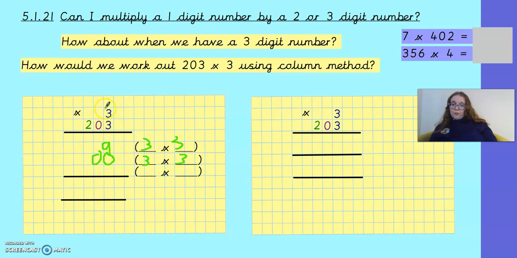Then I'm going to do 3 times 2. Here it's in the hundreds column, so it's actually 3 times 200. 3 times 2 is 6. And we're going to make sure we put our zeros in our tens column and our ones column. Oh, I didn't put my calculation. Here we go. 3 times 2.